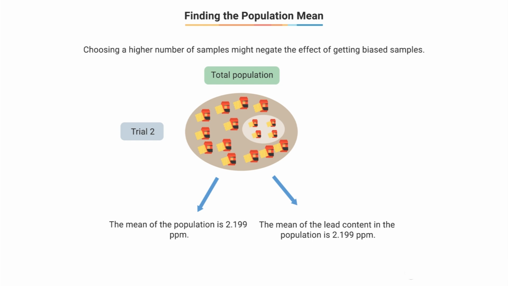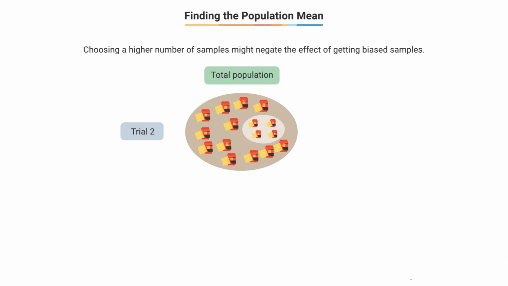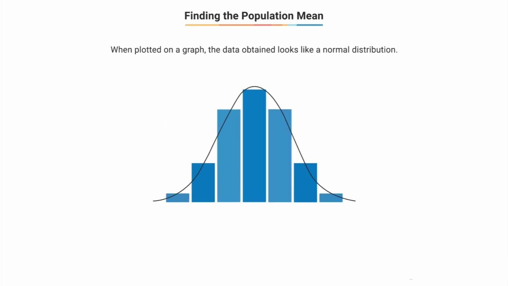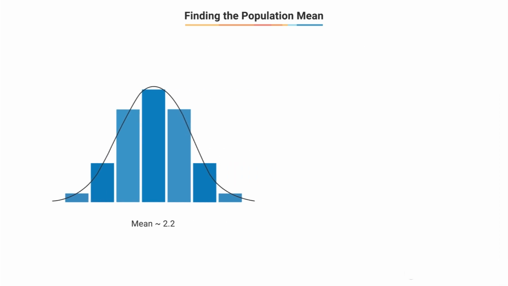So to normalize this effect of getting biased samples, let's choose 100 samples instead of 2. This number could have been 70, 80 or 90, but for now let's move with 100 samples. Note that we are talking about the number of samples here and not the sample size. Sample size here is still 5. If we plot these sample means on a graph, we find out that the distribution of these sample means looks like a normal distribution. And if you see the center point of this distribution, it is around 2.2, which is in fact very close to our population mean.